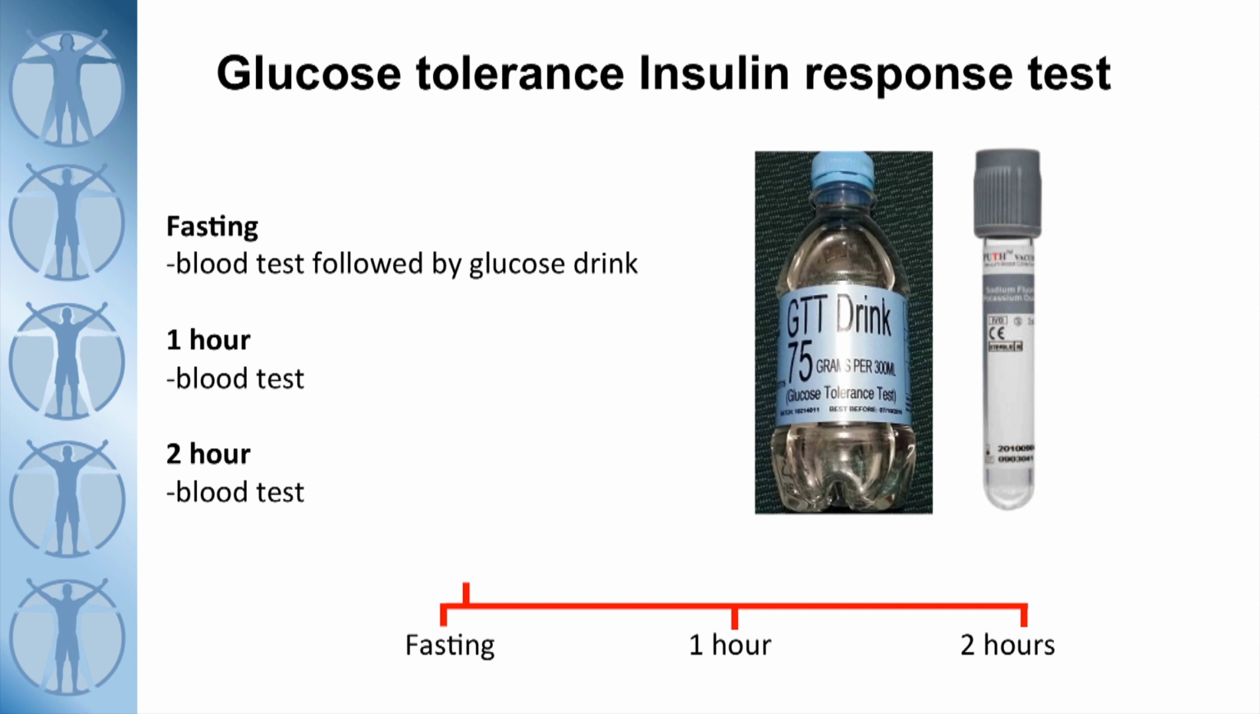Now, this is probably one of the most important tests I do in the clinic. We call it the glucose tolerance insulin response test. What happens is that you have a blood test, and following that you have a drink. At half an hour, not shown here, 1 hour and 2 hours, we then repeat blood tests. But rather than testing only glucose, which is the standard test done, we also measure your insulin level.